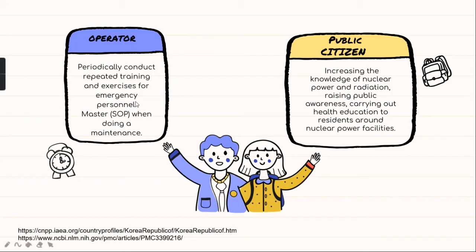Next, the operator of nuclear installation must periodically repeat training and exercise for emergency personnel to qualify them by providing thorough knowledge of emergency duties. My next point is public, particularly residents who live around the nuclear facilities. Their knowledge and attitude to nuclear power will play an important role. Therefore, increasing the knowledge of nuclear power and radiation, raising public awareness of nuclear emergency, and carrying out health education to residents around nuclear power facilities are particularly important.